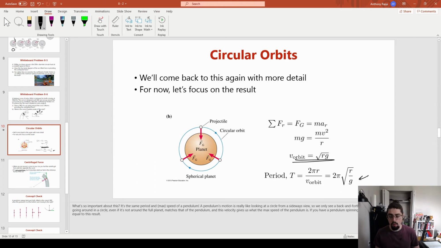Now, what's wrong with this? If we were to calculate this out for the ISS right now, what's a little bit wrong with this equation that maybe we haven't talked about yet? Does anybody know?